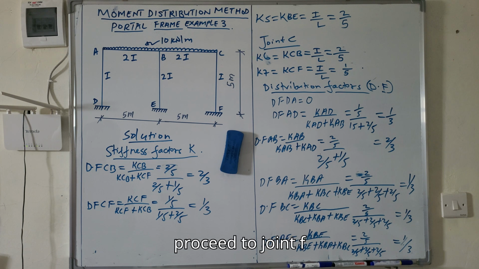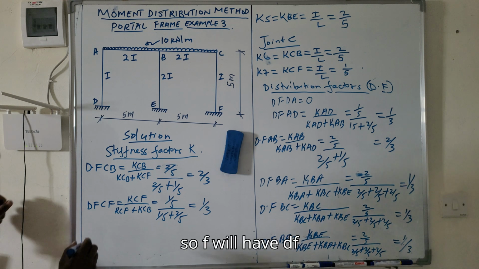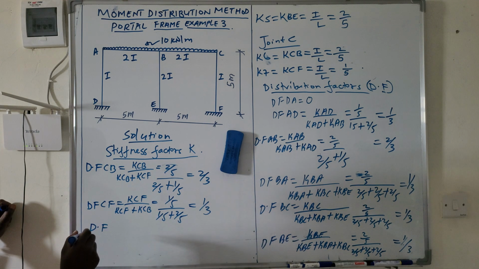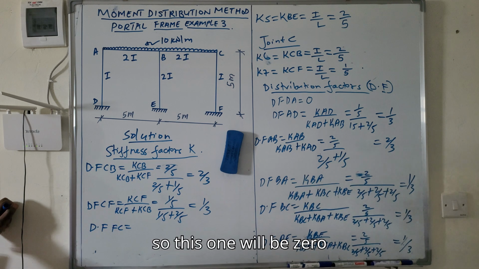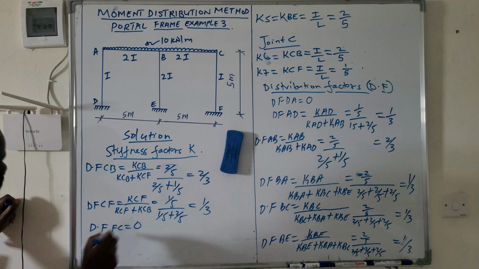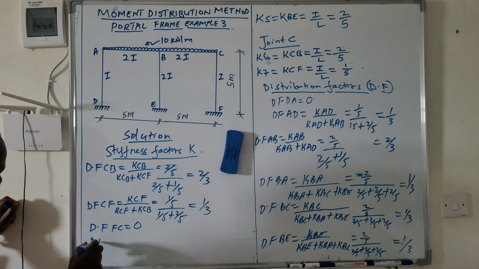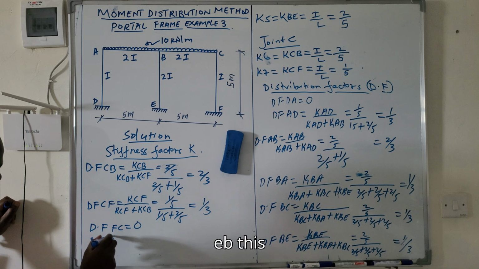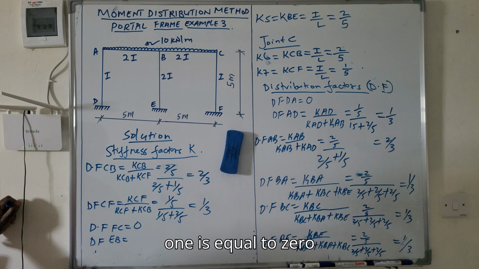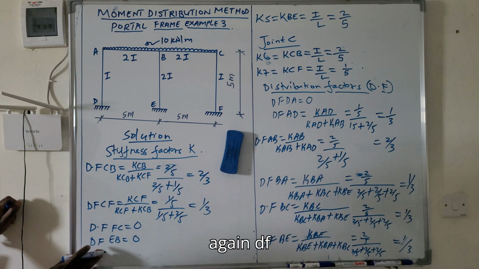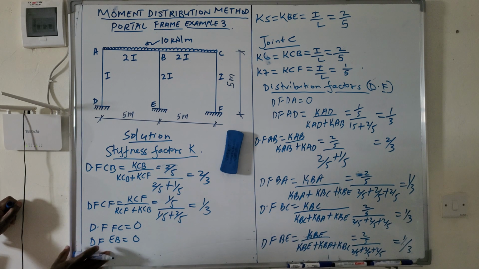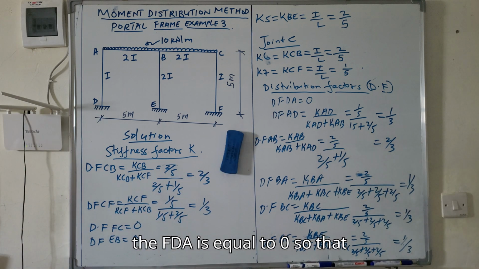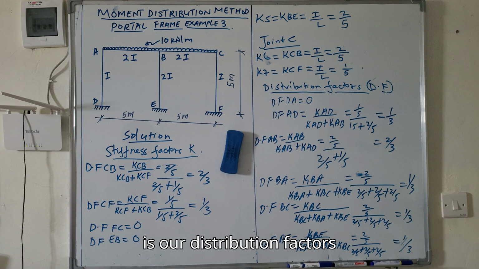We proceed to joint F. F will have DF FC, so this one will be 0. Again, at joint E, DF EB, this one is equal to 0. And the one for D, we already have it; DA is equal to 0. So that is our distribution factors.